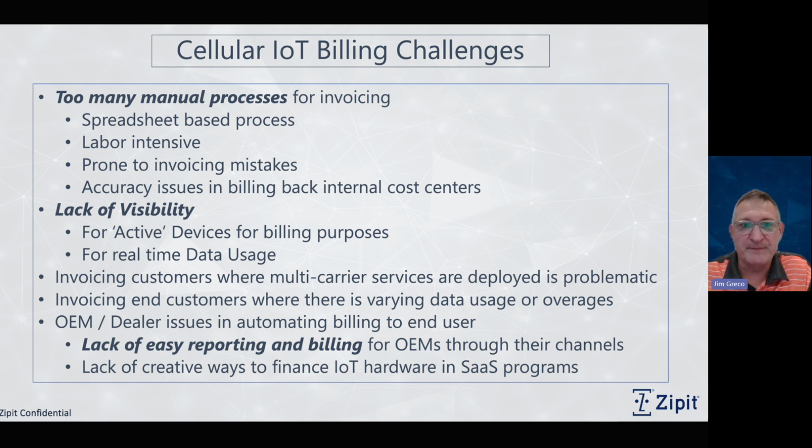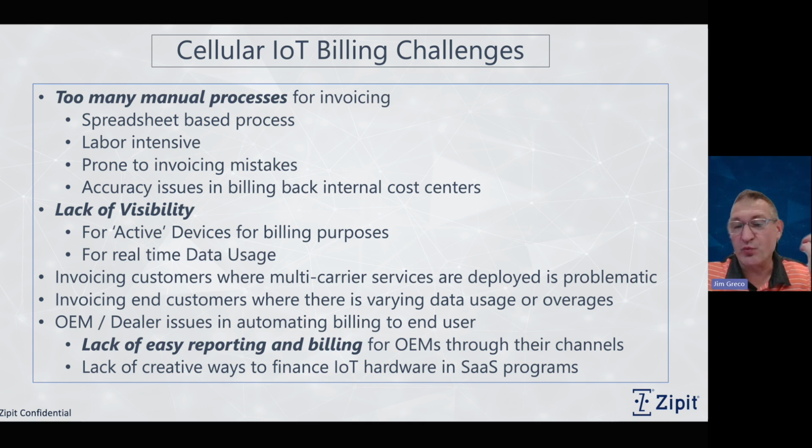Customers also tell us that where they're dealing with multi-carrier services, whether globally or just for dual SIM applications, it's very problematic to get those invoices correct. And invoicing customers where there is varying data usage because of the way deployments are configured, or dealing with overages, makes it very difficult to get those invoices correct. There are a lot of issues when it comes to OEMs who go to market through a dealer channel. There's not really an easy way to report and bill down through that channel, and a lack of creative ways to actually finance the hardware as part of a SaaS solution in conjunction with billing for that data usage.